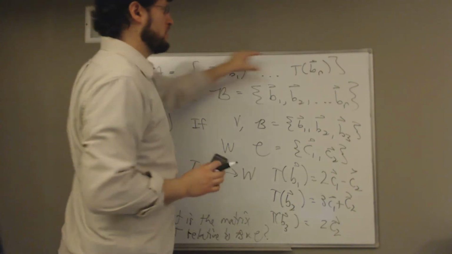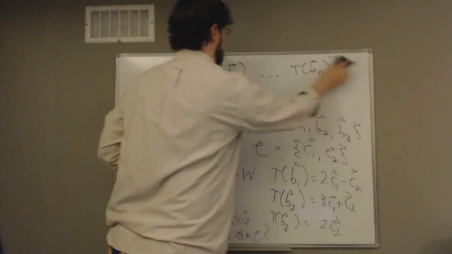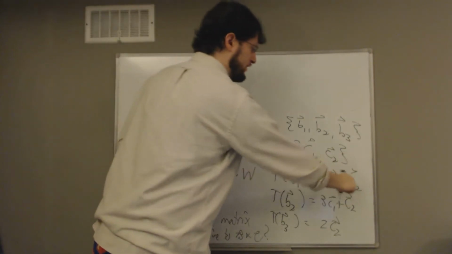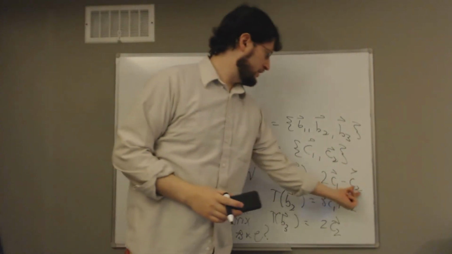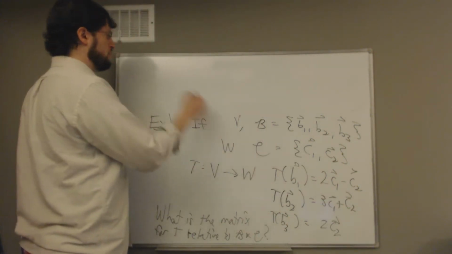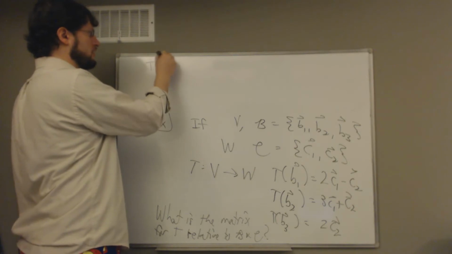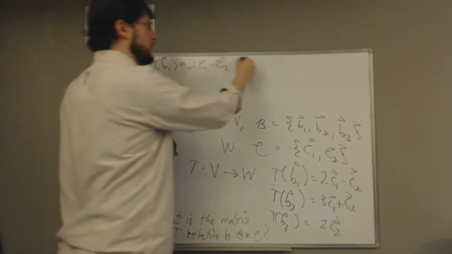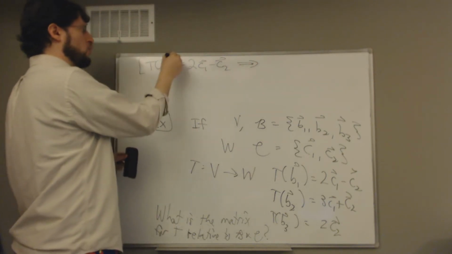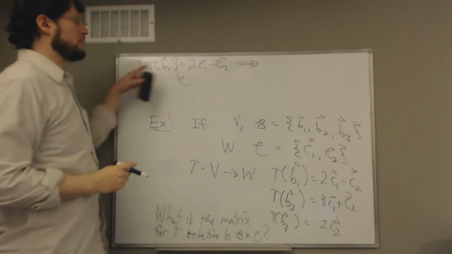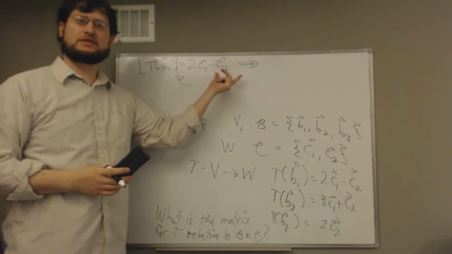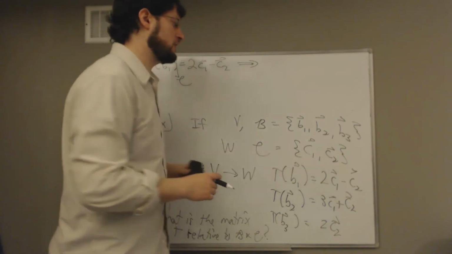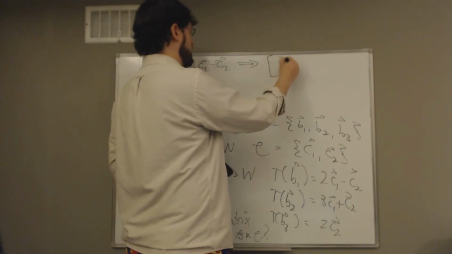But that's exactly what we're talking about right up here. Okay, so T of B1 is a vector that's over in C2, but really what I'm looking at is, since T of B1 is 2C1 minus C2, we're going to convert this, we're going to actually look at its coordinates relative to the basis C. And the coordinates of this relative to the basis C are just the coefficients of C1 and C2, since the basis C is just C1 and C2. So this is the vector 2, minus 1.